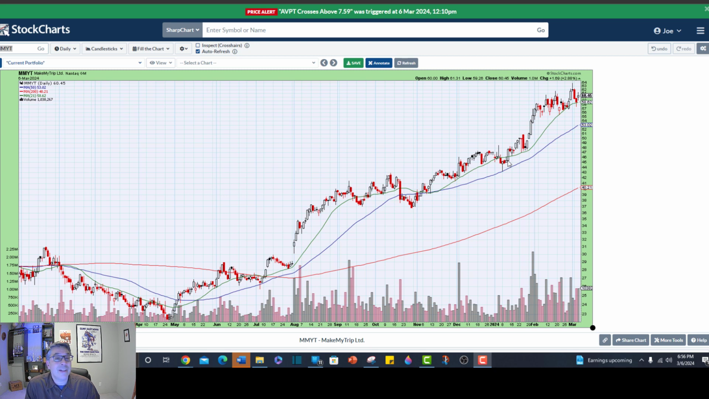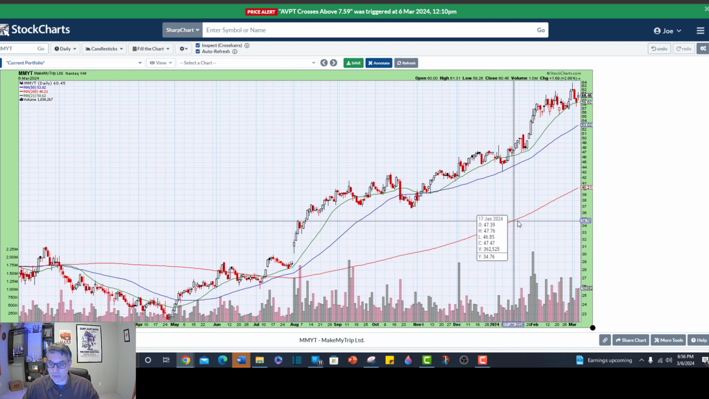If you're going to get stopped out, it's great to get stopped out the same day, the next day, a few days later. What really sucks is when you hold a stock for three weeks and then you get stopped out. Why? Because you could have employed that money elsewhere. All right, now MakeMyTrip. Let's look at it technically and then maybe we'll look at the fundamentals real quick.